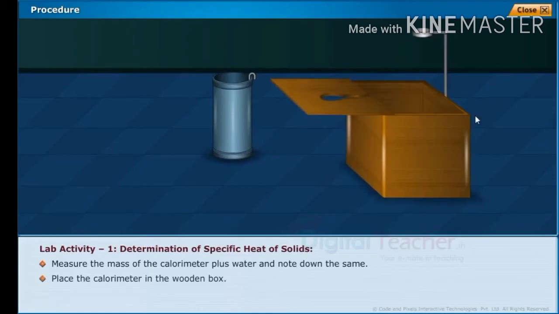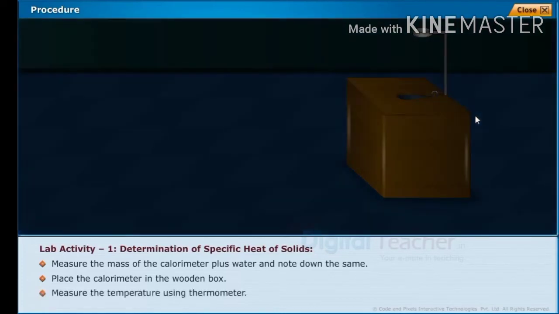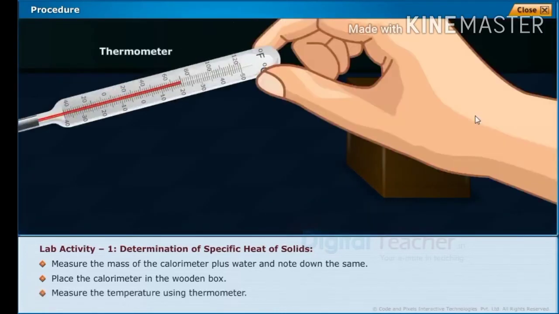Place the calorimeter in the wooden box. Measure the temperature using a thermometer.